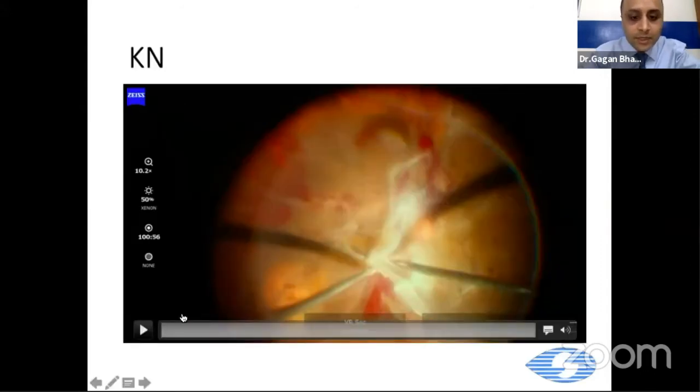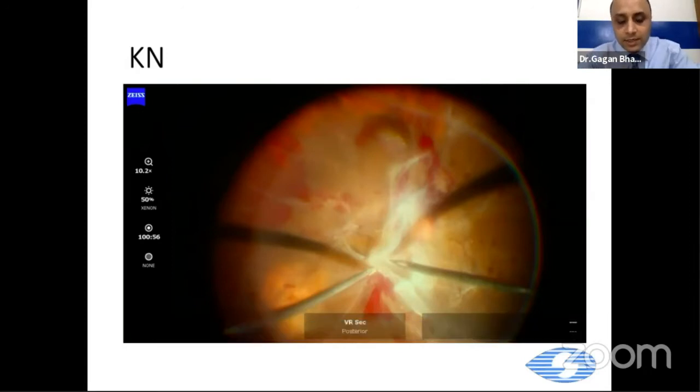This is one more case which has been done. I think we did it just a few days back. And this case, I think, tops it all. It has a combined detachment. Before I start the video, it had a combined detachment. It had this very bad prolif which was pulling up the macula. And there was actually one attachment which was directly at the fovea.